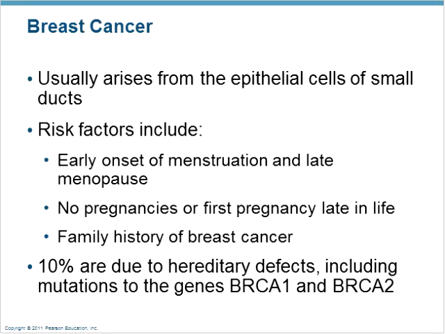Breast cancer usually arises from the epithelial cells of the ducts. The risk factors include early onset of menstruation and late menopause, no pregnancies or a first pregnancy which occurs late in life, or a family history of breast cancer. 10% are due to hereditary defects including mutations of the genes BRCA1 and BRCA2.